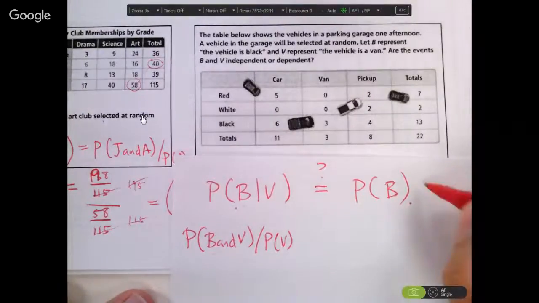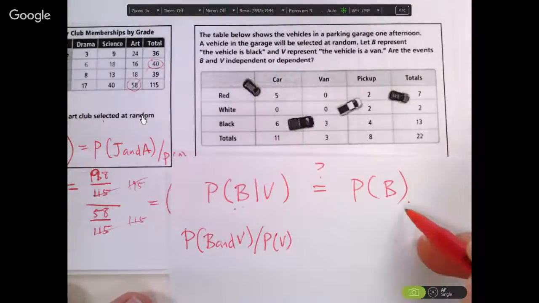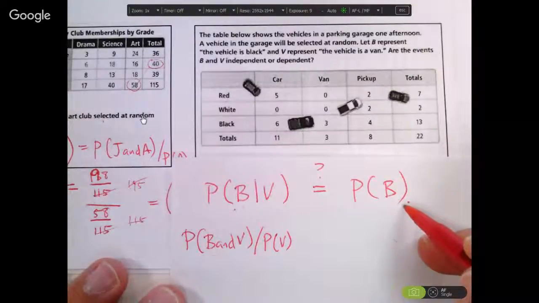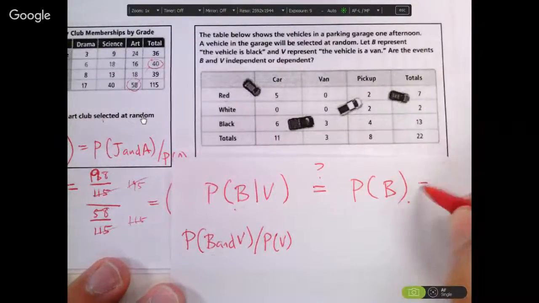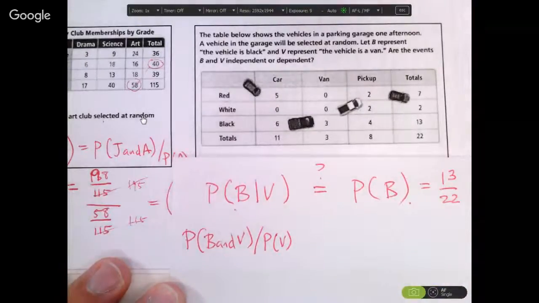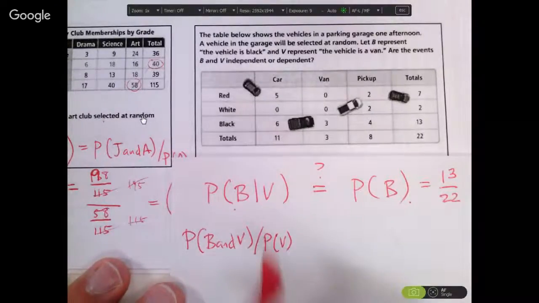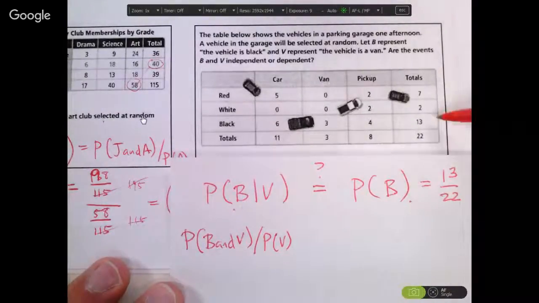So what is the probability of being black? 13 out of 22. Okay, so the probability of being a black vehicle is 13 out of 22, because right here, 13 are black out of the total 22. Okay, I was looking at the actual cars.